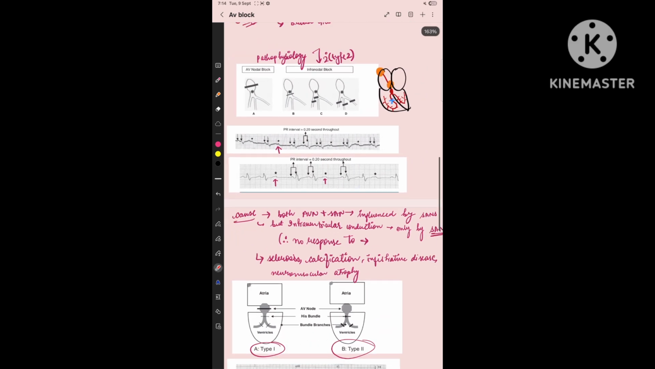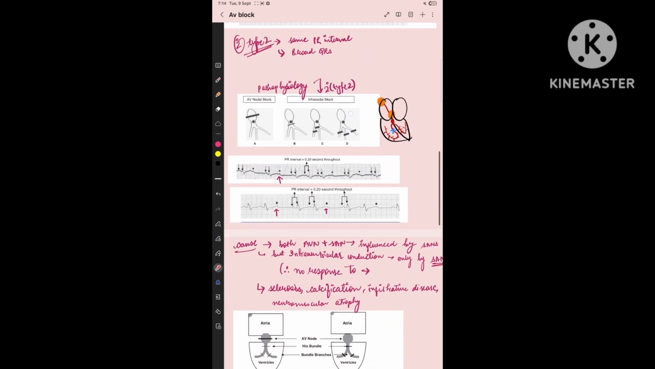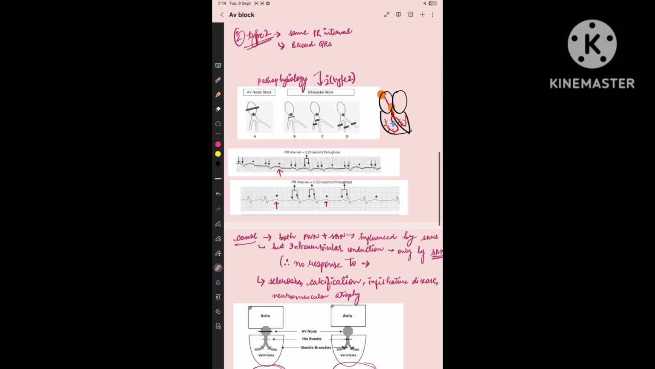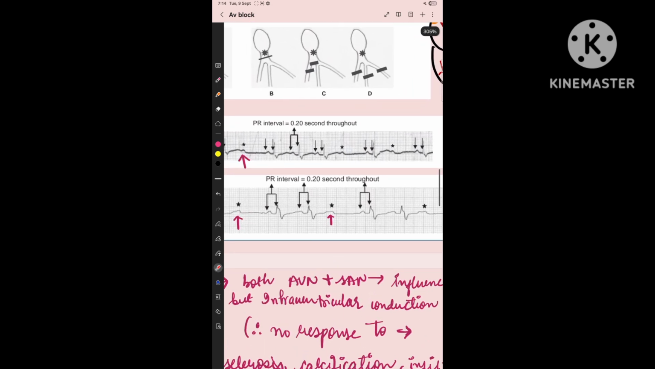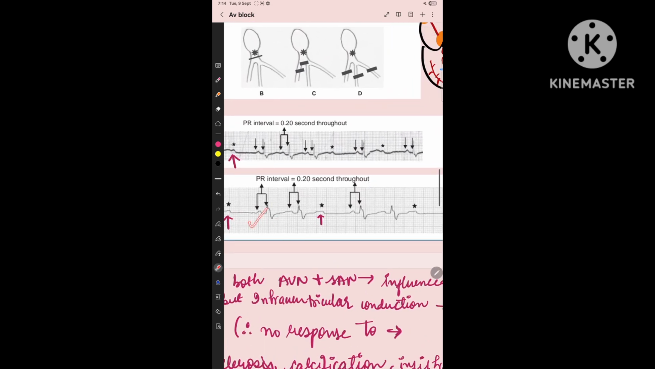Type 2 second degree AV block is more dangerous than type 1 because there is already some underlying cardiac issue from which the patient is suffering. Again, in this ECG, this P wave is conducted, this P wave is conducted, but this is not conducted. So two or more P waves are conducted and only one P wave is missed, and the PR interval is the same before and after the missed P wave. So this is type 2 second degree AV block.